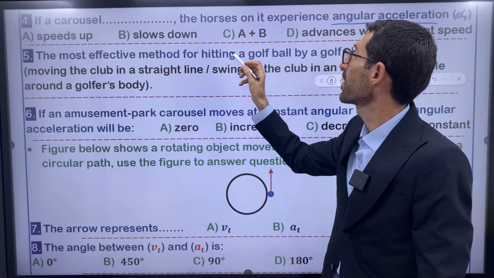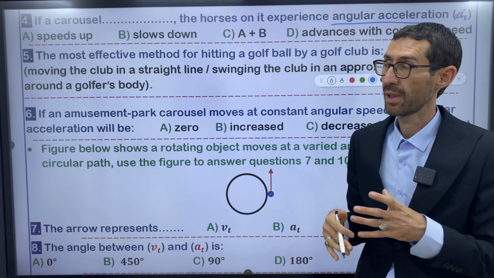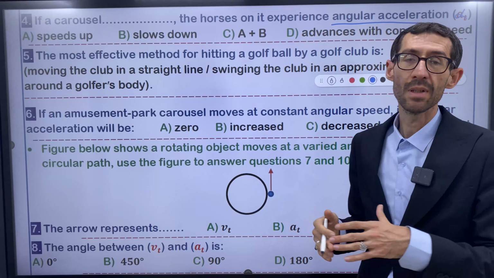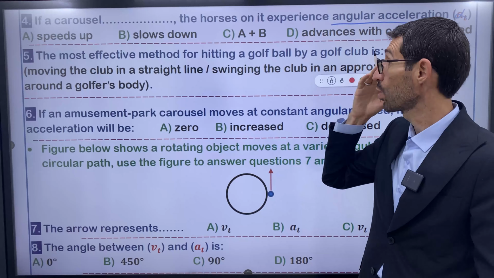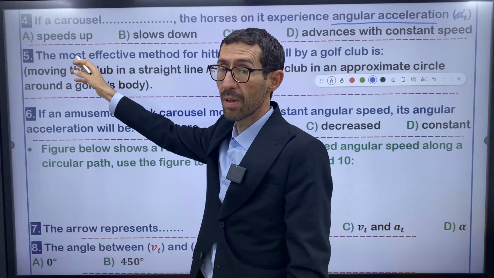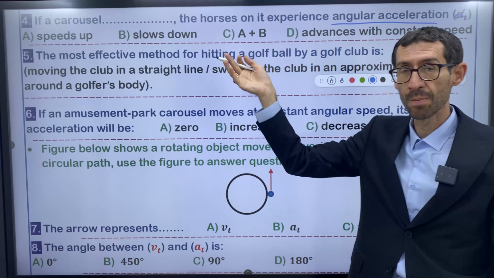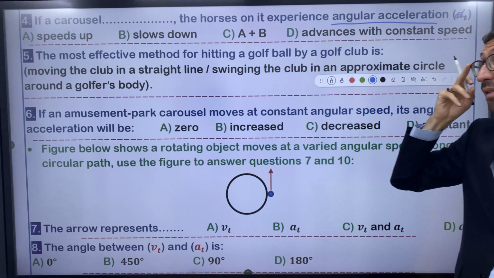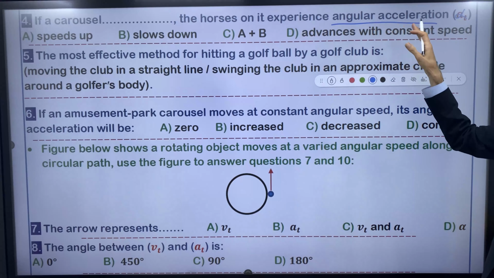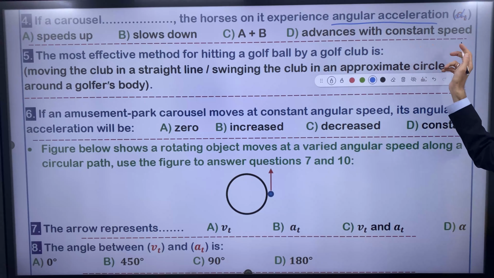If a carousel, right? We have a carousel, a merry-go-round. If the merry-go-round speeds up or slows down, we have two options. The first option is speeds up. B, slows down. C, A plus B, meaning both options are true, for the object picking up angular acceleration. D, advances with constant speed.